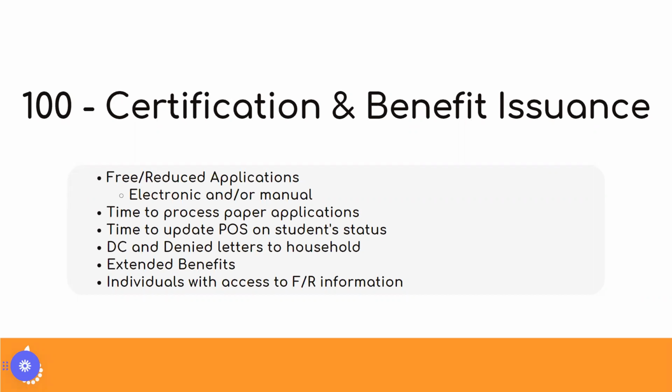They're also going to look at how you extend benefits. So if you find one student is on the DC list, but then there's other siblings in that household, are you using an address match to match those other students? What is your process for extending those benefits and making sure that you are actually extending those benefits to the other students in that home? And they're also going to want to know who are the individuals that have access to this free and reduced status information. The goal is to always keep this to as tight of an amount of people as possible, just so that that information doesn't get shared out with the wrong people.